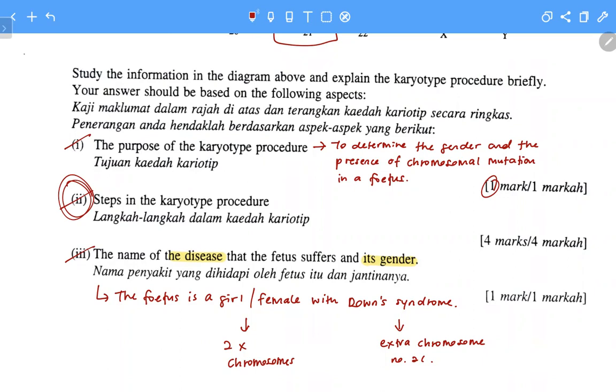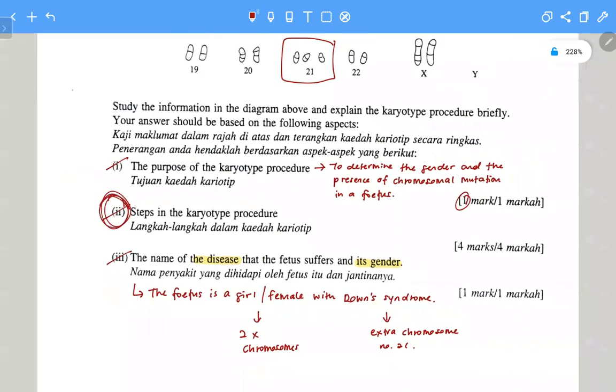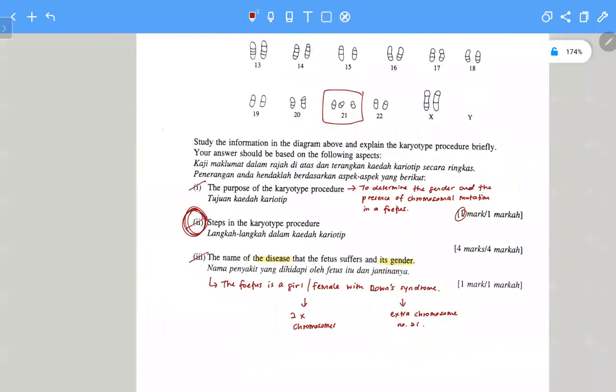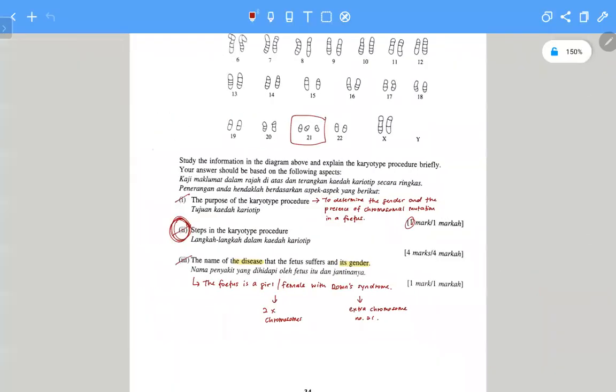Then after that, they'll map out the karyotype, observe it and see if there's any kind of abnormality inside the fetus. Then you will know if there's any chromosomal mutation, or even determine the gender. If you have 2 X chromosomes, it's a girl. If you have XY, it means it's a guy. That's it. Nothing too difficult. But I'll give you the steps later on. So I think that's all for this practice.